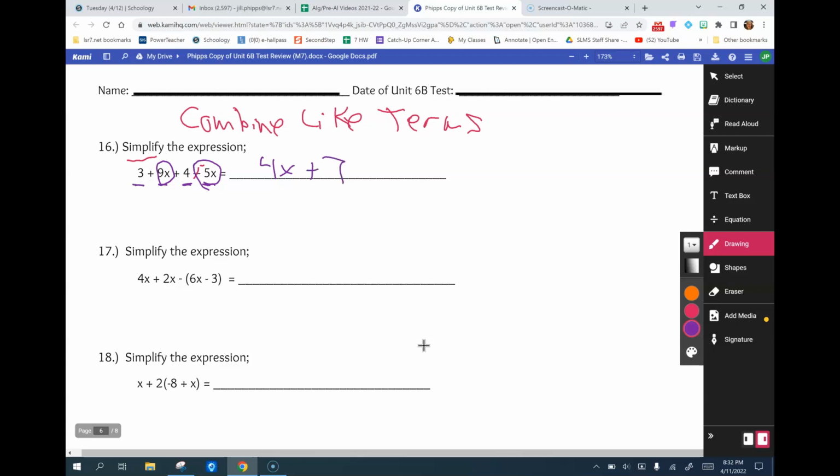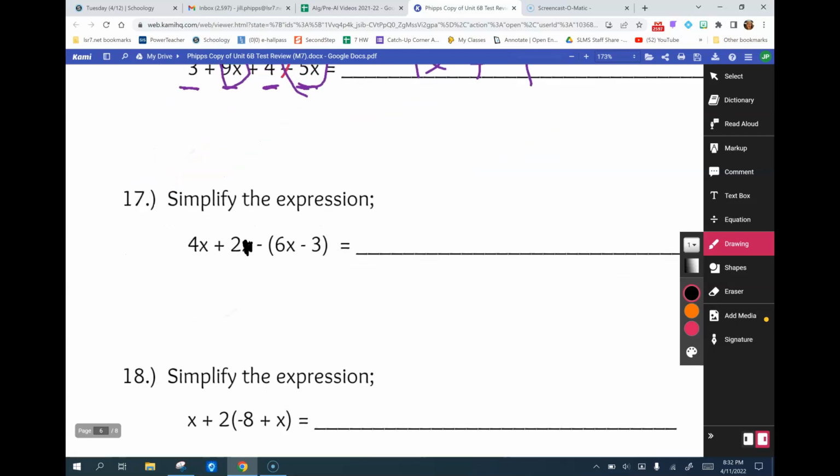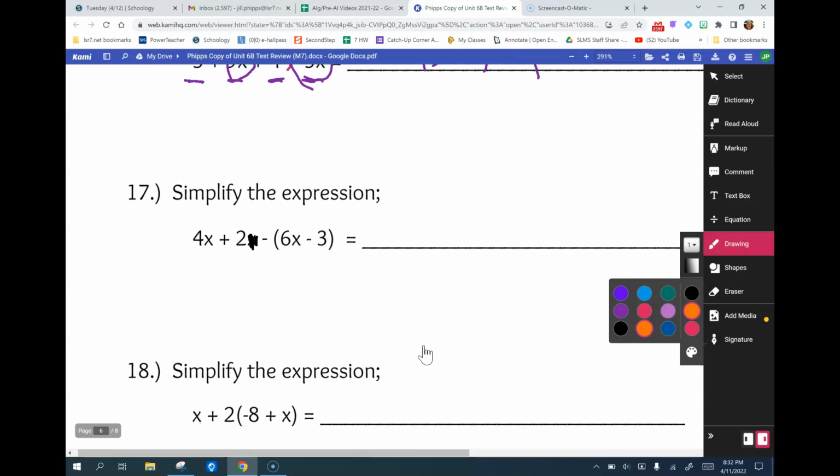Now, if I'm going too fast, just go back, okay? Now, number 17, that one is a little different. Remember I had you change number 15 and number 17. So if you were looking at number 15 going, that's not my problem, I changed it, okay? So now, that one I made a mistake on. That should just be 4x plus 2 minus 6x minus 3. So let's cross the line and change the sign on that.